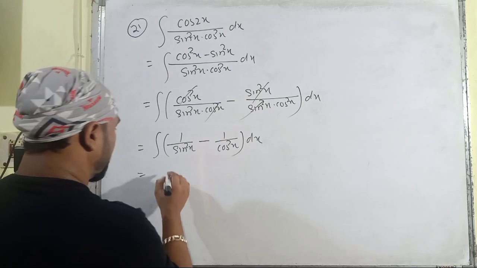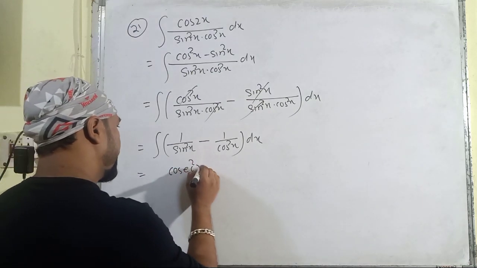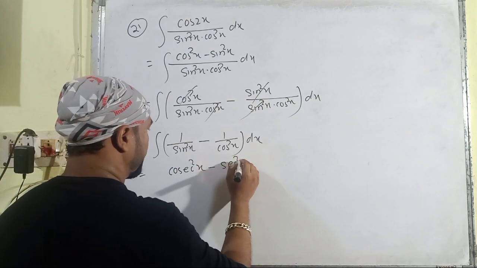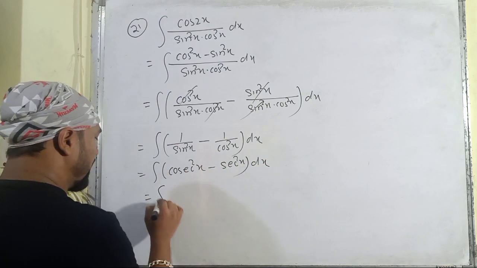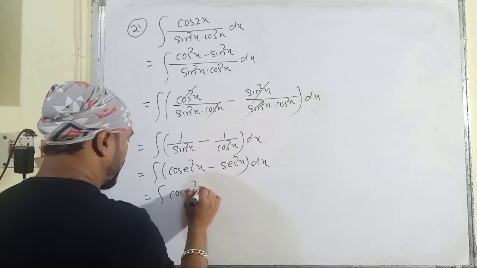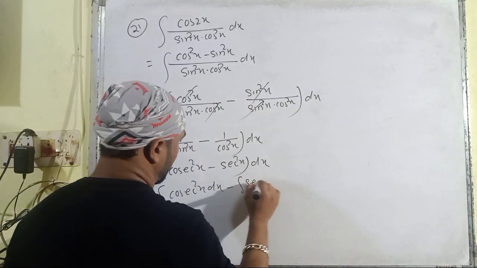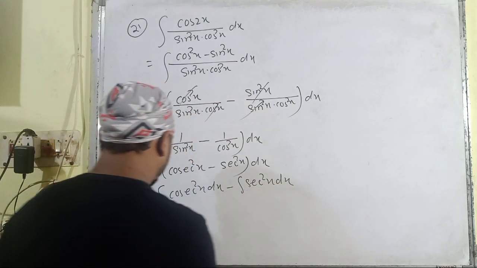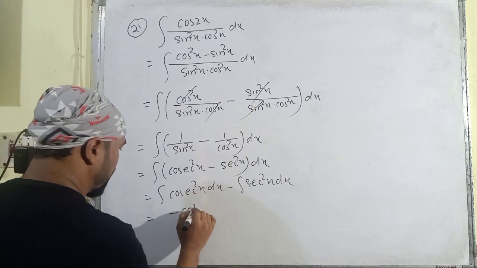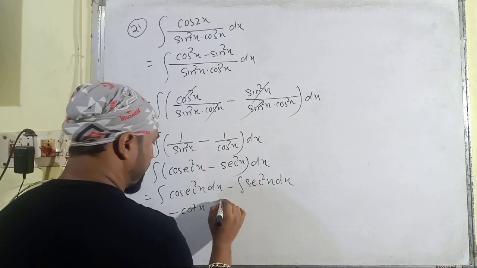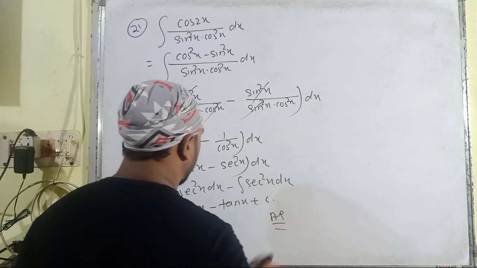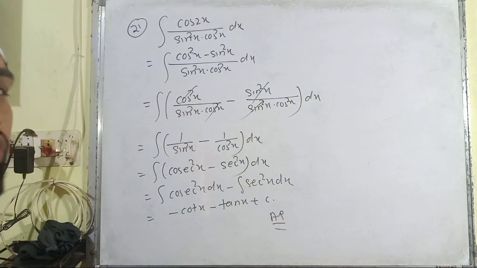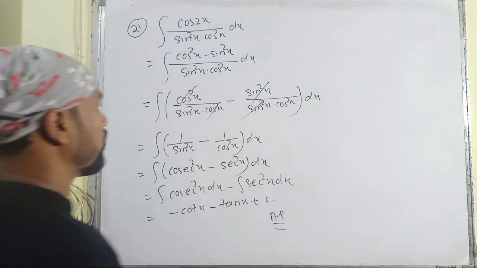1 upon sin square x is cosec square x minus sec square x, and its integral with respect to x. Then by separating, we have integral of cosec square x dx minus integral of sec square x dx. Then integral of cosec square x is minus cot x minus integral of sec square x, which is tan x plus any constant c, which will be the answer for problem number 21. Now let us go through problem number 22 and onwards.